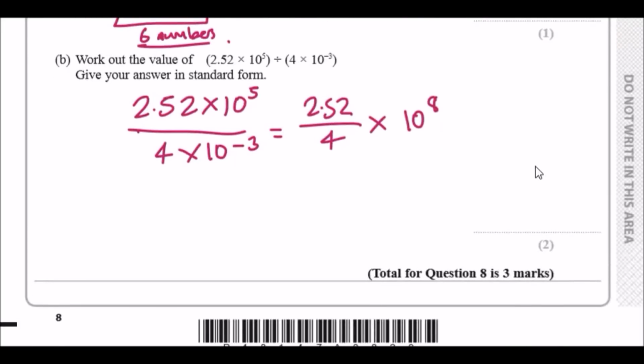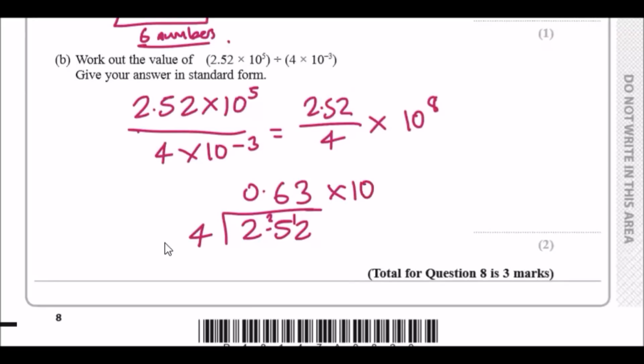I'm going to use the classic bus stop method, you know, the one you learn probably back in primary school or early on. So what do we have? So we go 4 into 2, we cannot do. It goes 0 times, carry the 2. 4 into 25 goes exactly 6 times, it goes to 24, remainder 1, and 4 into 12 goes 3. So alas, we now have 0.63 times 10 to the power 8.